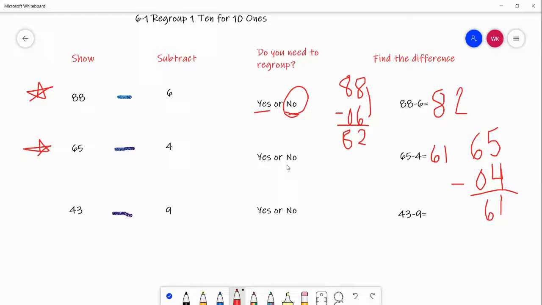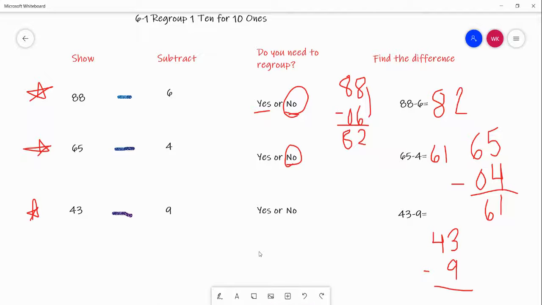And we did not need to regroup on that problem. All right, let's go ahead and look at our last problem. We have 43 minus 9. Do we need to regroup? Yes or no? Let's go ahead and figure that out. So 43 minus 9. Now let's look at the problem.